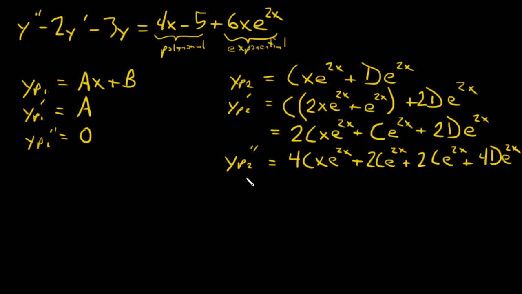And now I can combine that. I'm going to have 4c x e to the 2x, and then plus 4c e to the 2x plus 4d e to the 2x. And there we go. We now have our primes and double primes for both of them. Alrighty. So this is going to be a lot of fun. I hope you enjoy this.